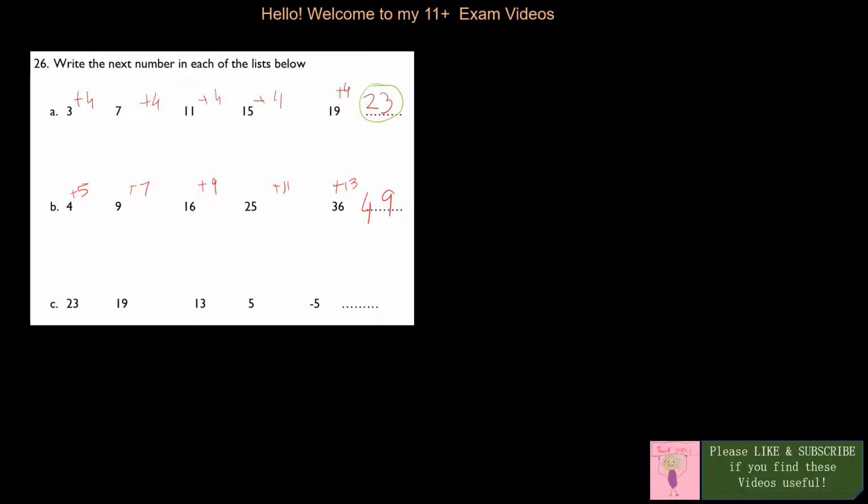36 plus 13 should give you 49. But I got the right answer. You know what this is? This is 2 square, this is 3 square, this is also 4 square, this is 5 square, this is 6 square, and this should be 7 square. So it's a square of numbers. So 49 is the answer. It has to be 49.